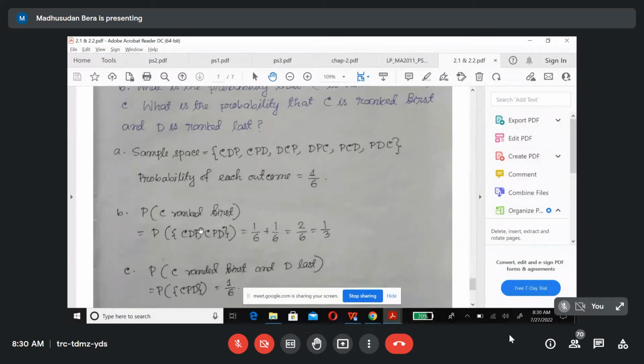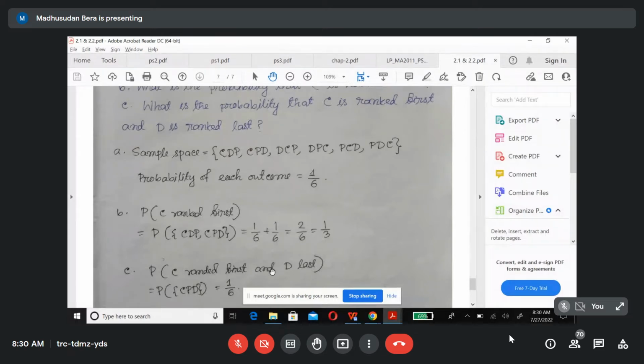Then the probability of C ranked first. C will be in the first position: CDP, CPD. Each of these is a disjoint event. So 1 by 6 plus 1 by 6 is 2 by 6, that is 1/3.